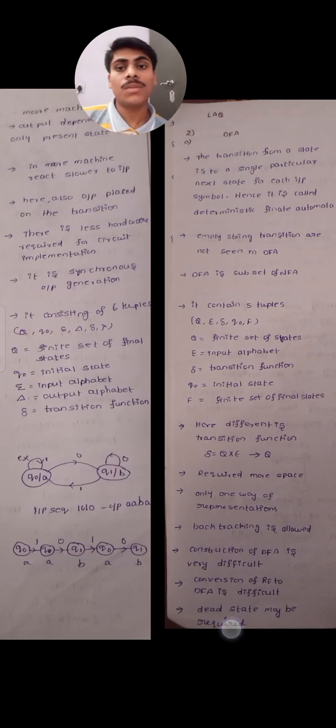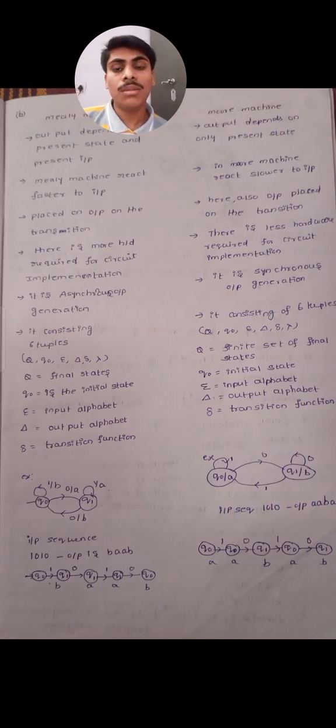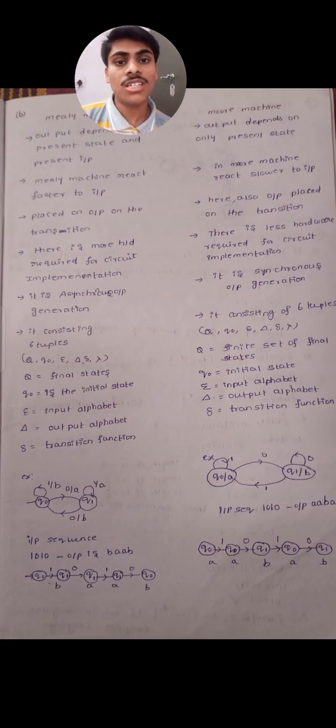Next, the difference between Mealy and Moore machines. Mealy is where the output depends on the present state and present input, called a Mealy machine, and a Moore machine means the output depends only on the present state. And the Mealy machine reacts faster to input, and the Moore machine reacts slower to input.